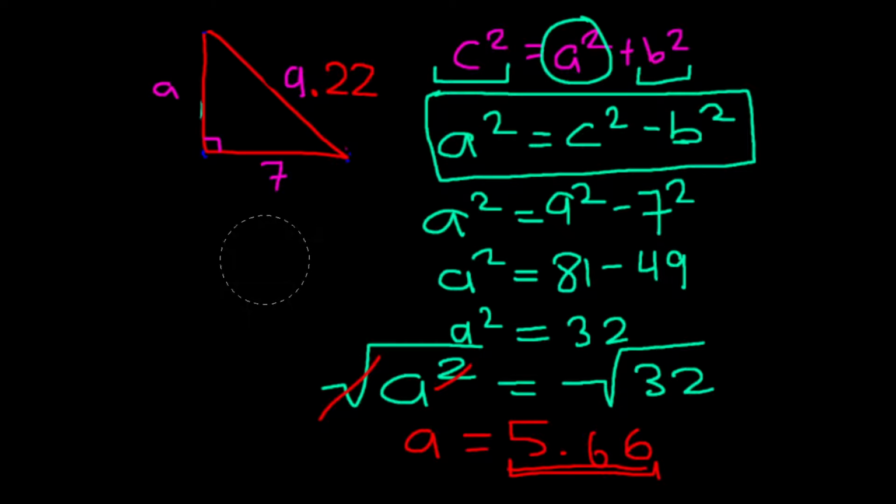Alright, so say you wanted to solve for the side B now. Let me erase this. Let's call this a 6, because that's where it is. We'll erase this. Let's just say this is a 9. And let's call this a B.